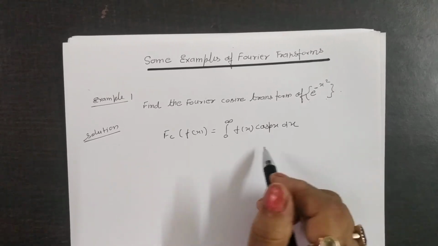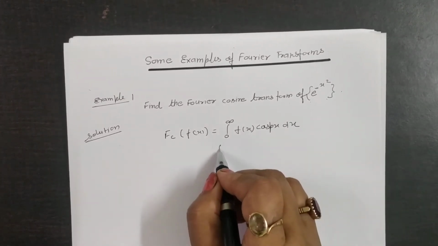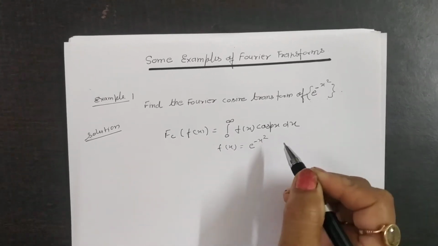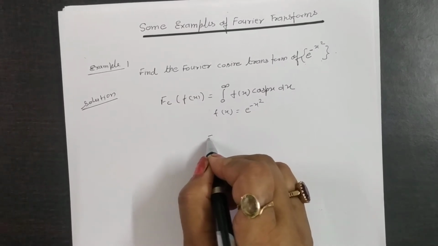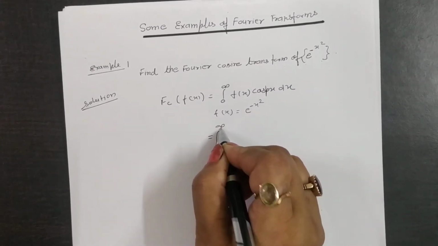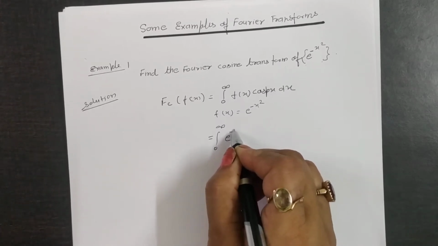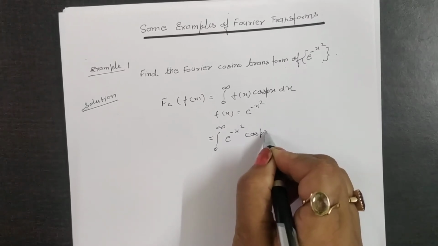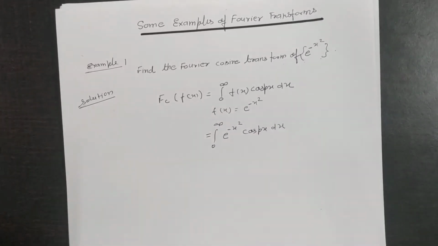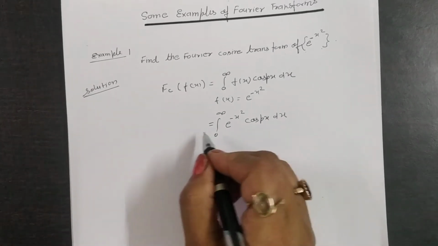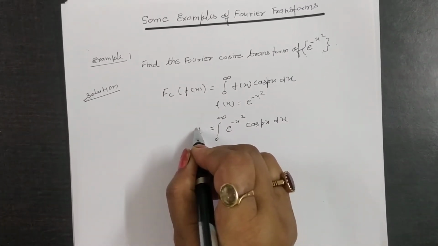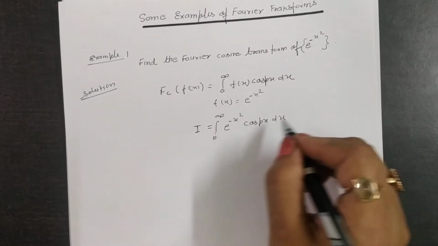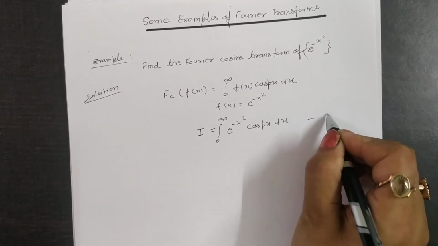Now, for the cosine transform, the function f of x given here is e to the power minus x square. So this can be written as the integral from 0 to infinity of e to the power minus x square cos px dx. Yes, clear? Let us suppose that this is I, and this is equation 1.